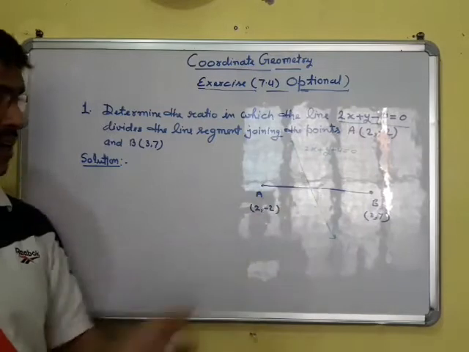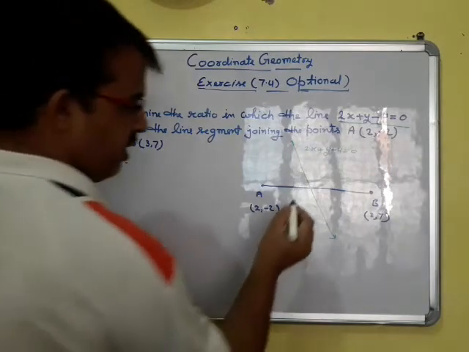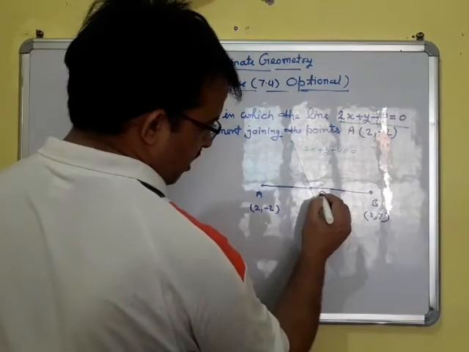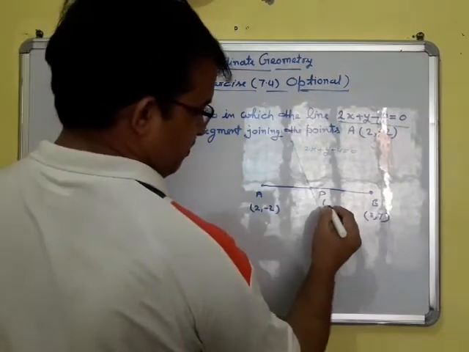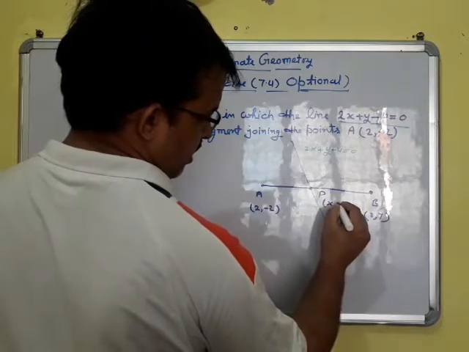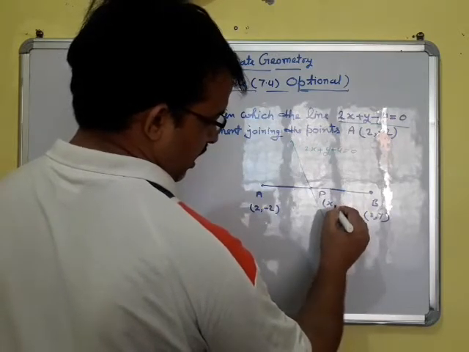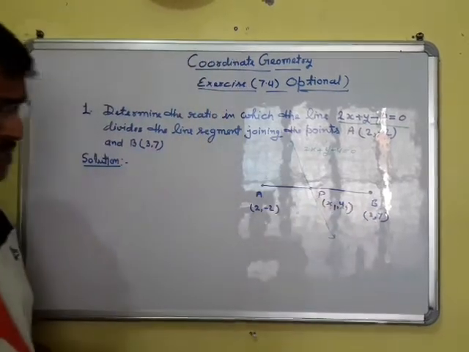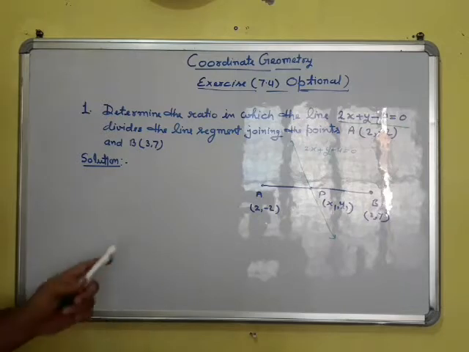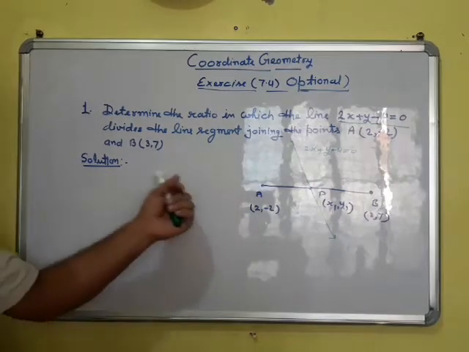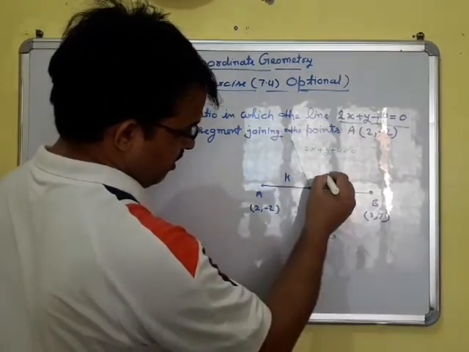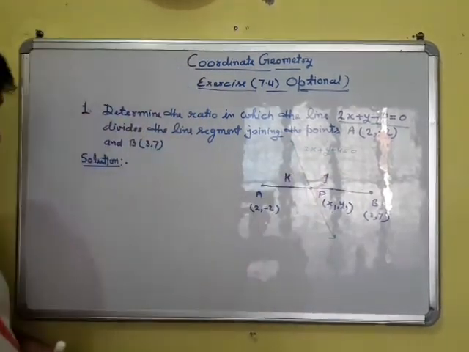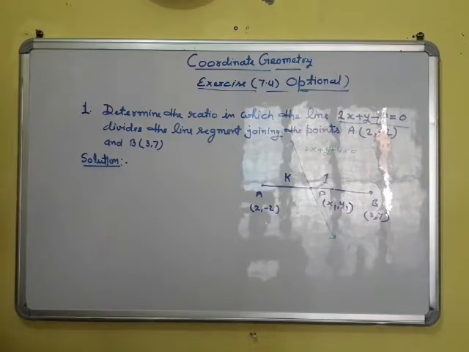What is this line doing? It divides the segment. So this one is the point; let this point be P, and its coordinates are x1, y1. Clear? Now see the solution. The line segment is divided in the ratio k to 1. Look at that here. What's the solution of this?